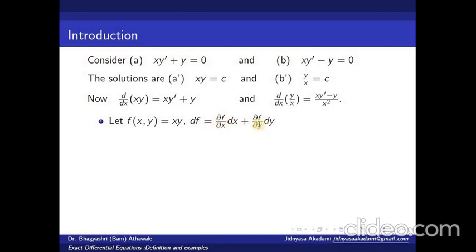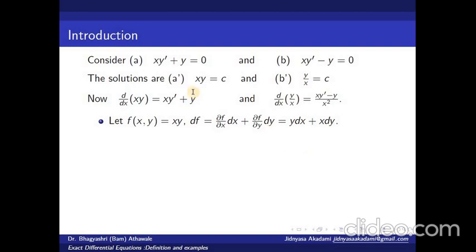df is equal to this, but for our function f(x,y) equal to xy, ∂f/∂x is y and ∂f/∂y is x. Partial derivative of f with respect to x means differentiate with respect to x keeping y constant. And same is for ∂f/∂y. So ∂f/∂x is y and ∂f/∂y is x. So this df is nothing but y dx plus x dy.